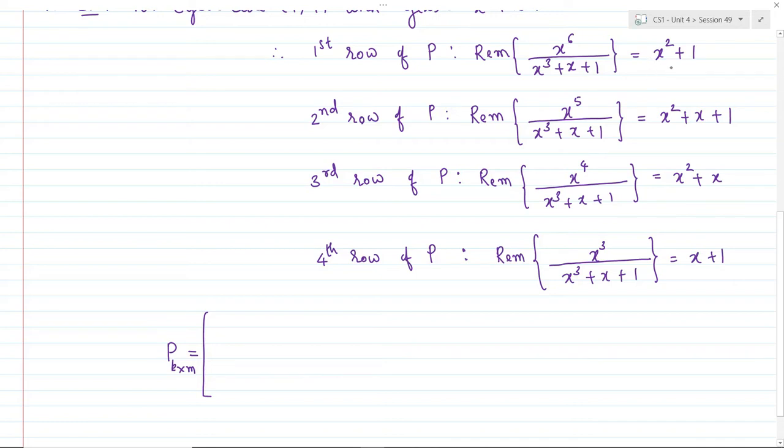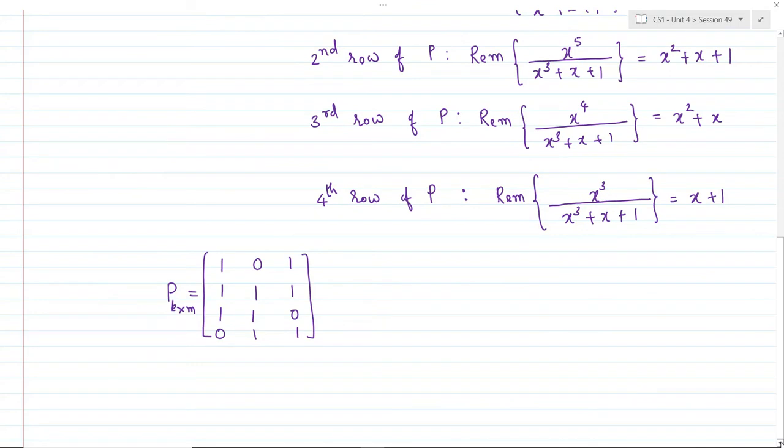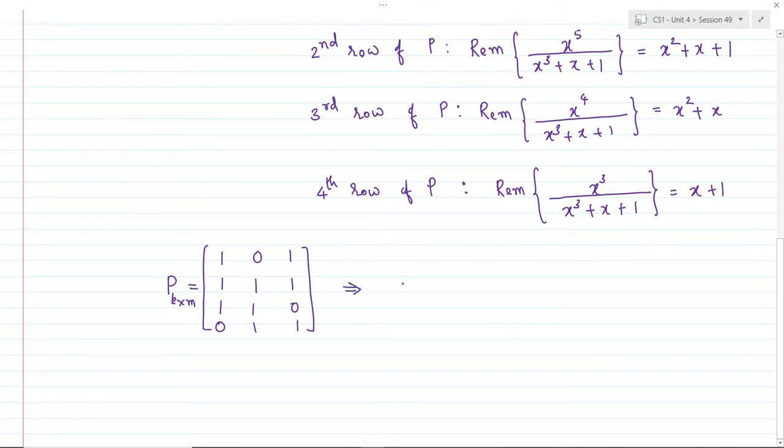The polynomial should start from the highest power, which is x square itself. So it starts with x square, but there is no x, and there is 1, which is x power 0. So this would be 1, 0, 1. And for the second row, all exist, so it's 1, 1, 1. For the third row, this is 1, 1, 0. And for the last row, this is 0, 1, 1.